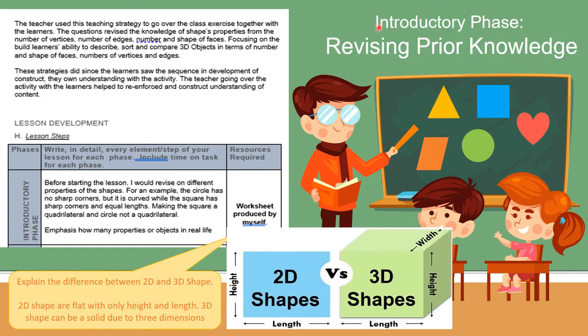Okay, looking at the introductory phase, this part is when you are about to open the lesson, and it's always better to revise the properties of shapes, letting them know that the circle has no corner, it's curved, and the square is different because it has sharp corners and equal lengths, making it equilateral. It's also recommended to explain to the child the difference between 2D and 3D shapes, because after all, you are going to teach them properties of 3D objects.